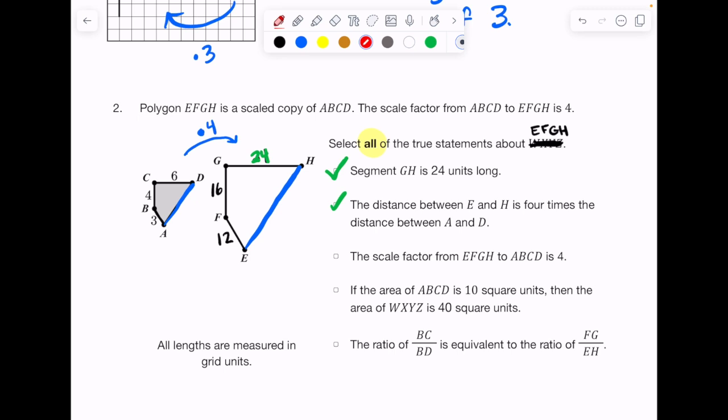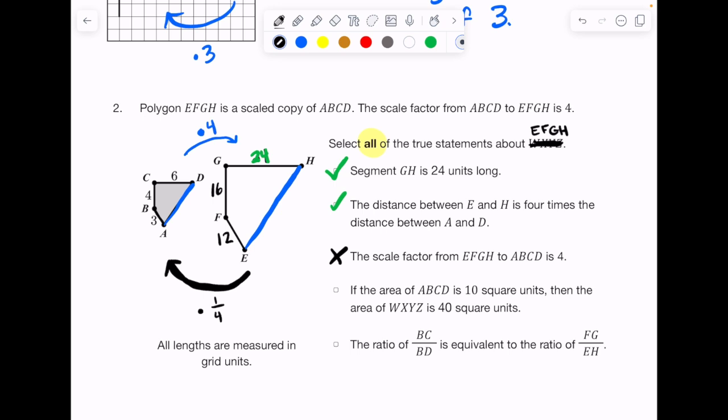Cool. Next one, the scale factor from EFGH to ABCD is 4. So that is going in this direction, from the bigger one to the smaller one. Since it's getting from a bigger to a smaller one, it has to be, just like in the question above, in between 0 and 1. If the scale factor from the smaller to the bigger is 4, then from the bigger to the smaller is going to be the reciprocal of that, which is 1/4, not 4. So yes, we're dividing by 4, but scale factor, by definition, means multiplication.